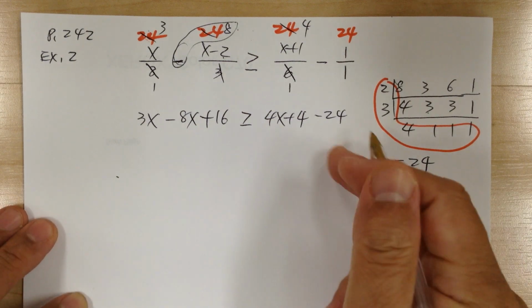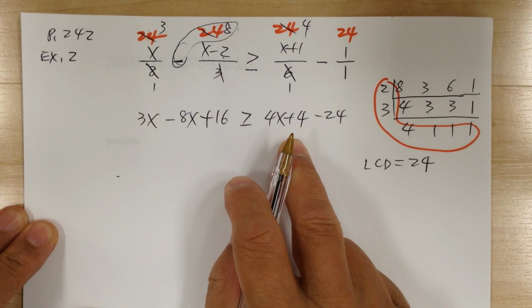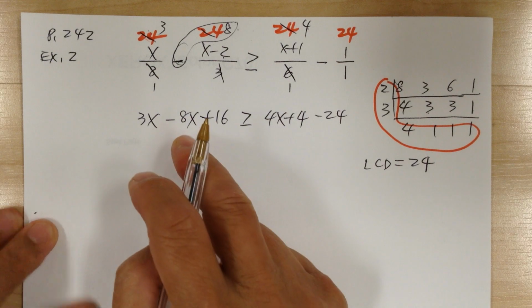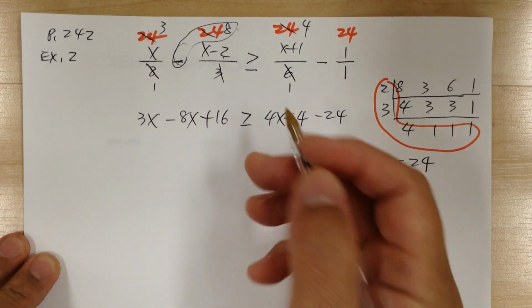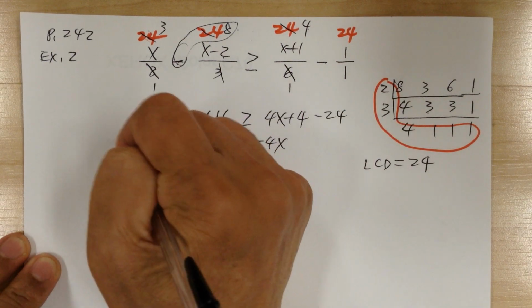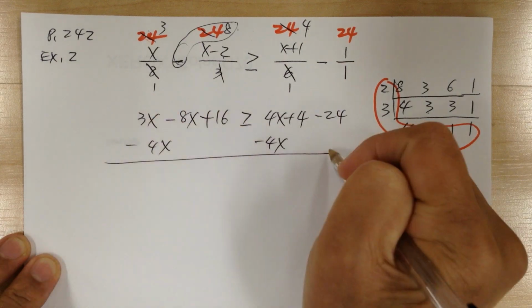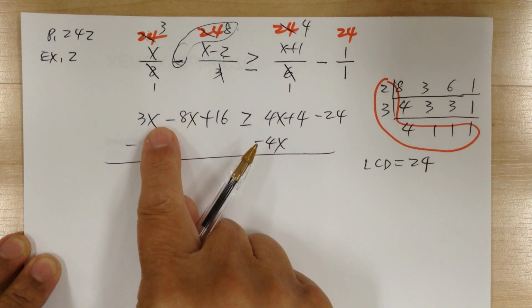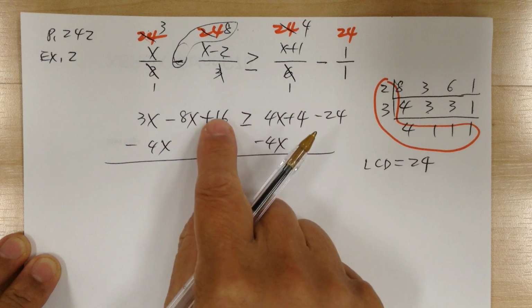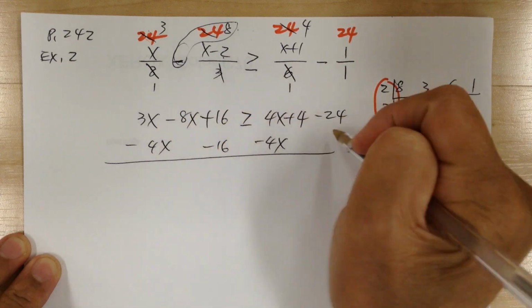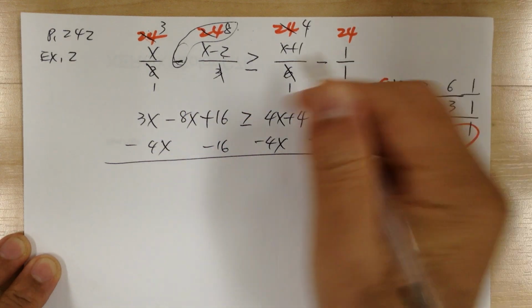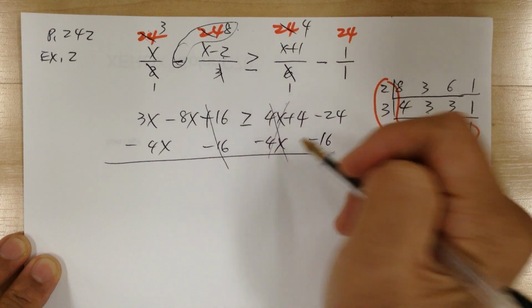Okay, so I'm going to move everything to this side. When you have an inequality, it's better to just move all the variables to this side. So I'm going to subtract 4x over here. And since there's no square, I don't want to make it equal to 0, so I'm going to move the number to this side. So minus 16, minus 16. So this will cancel out and this will cancel out.